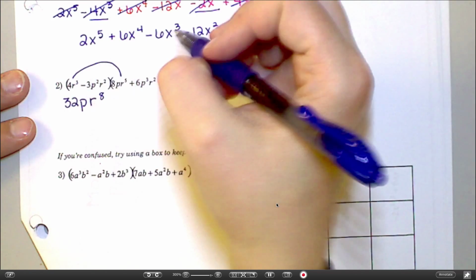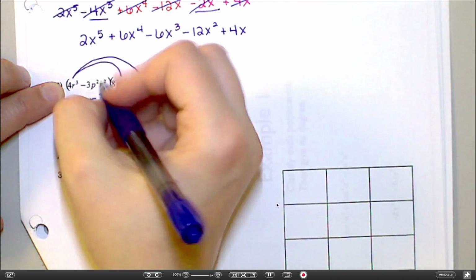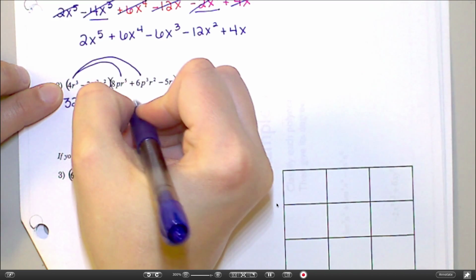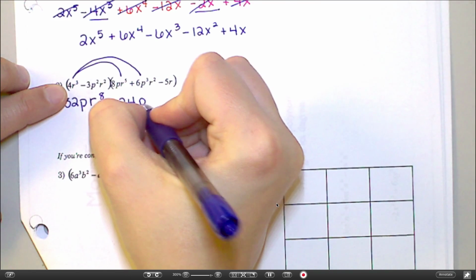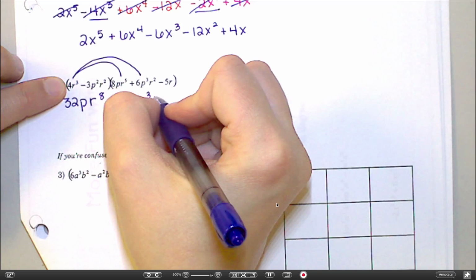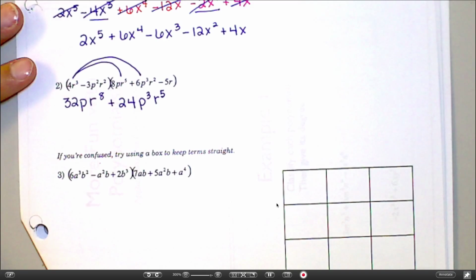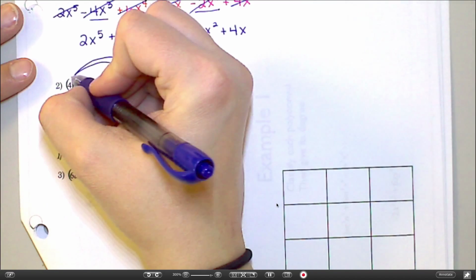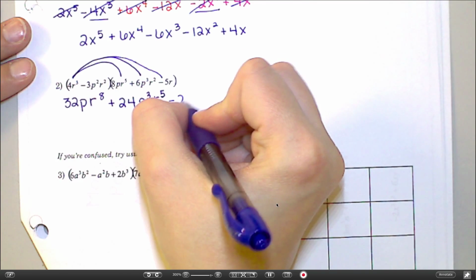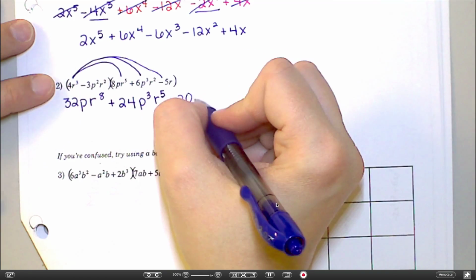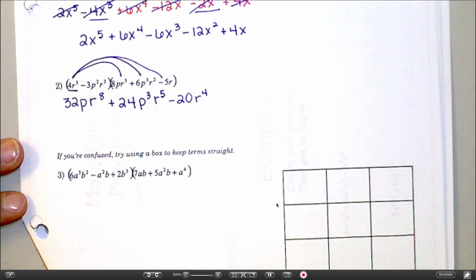Go back to your 4r cubed, and we need to multiply by this middle term. So 4 times 6 is 24. Again, I would go to my p first. I have 3 p's, p cubed, and 5 r's, so that would make r to the 5th. Okay. And last one, 4r cubed times negative 5r. 4 times negative 5 is negative 20. And I would have 4 r's total. Okay, so I just did the first term so far.